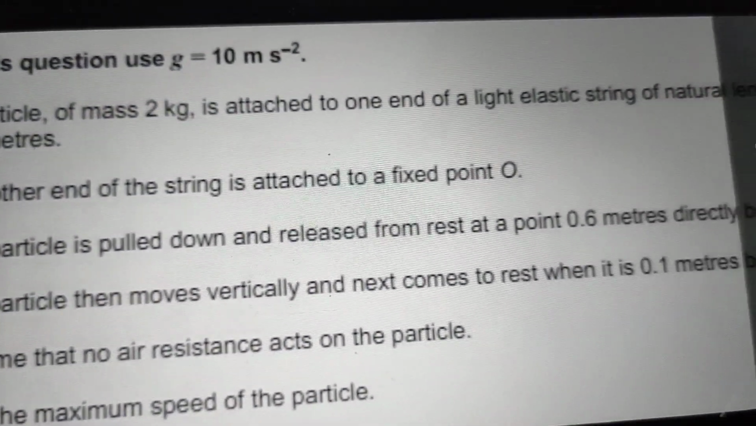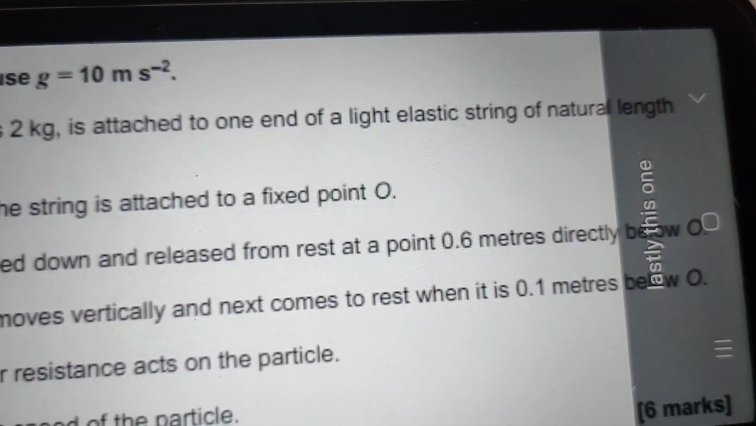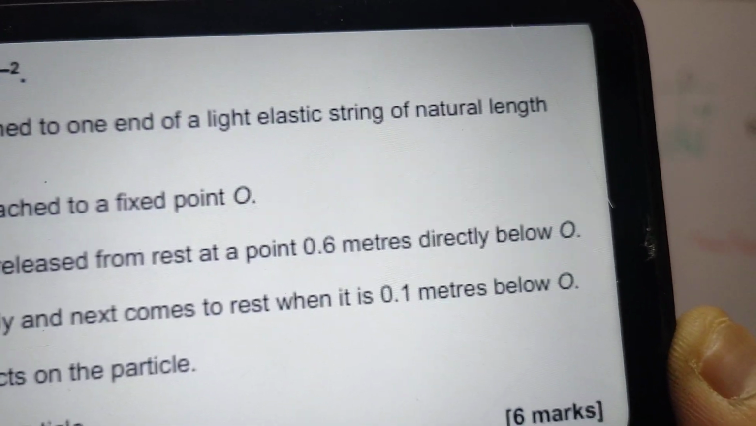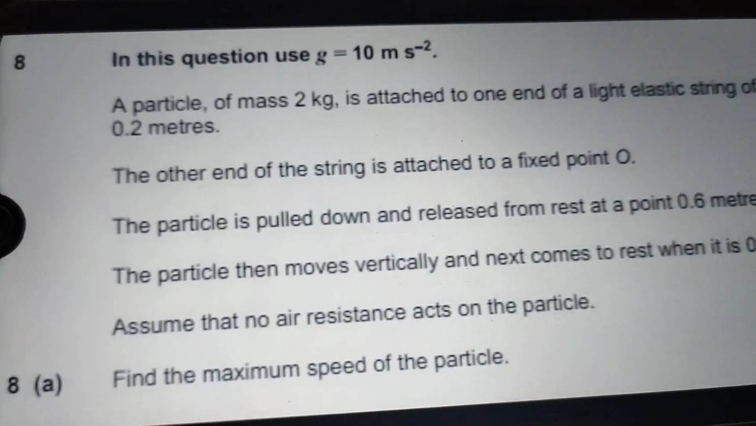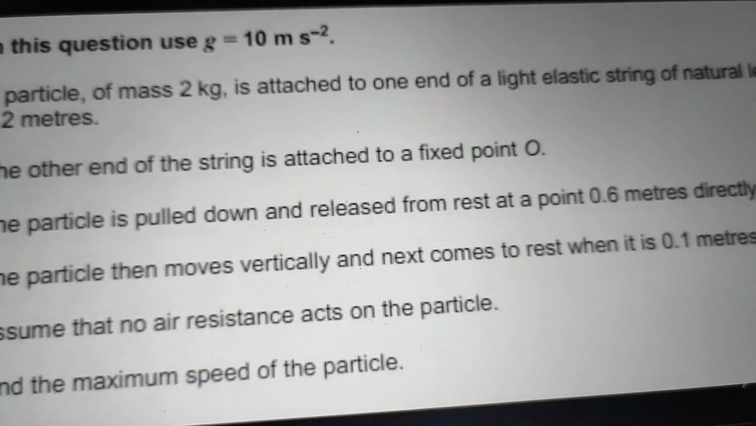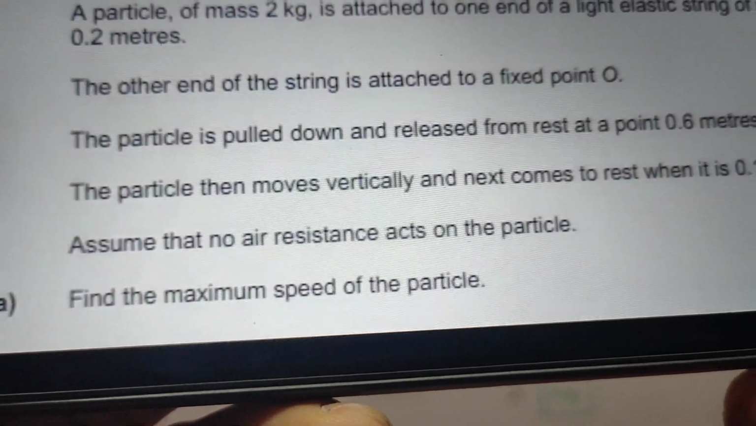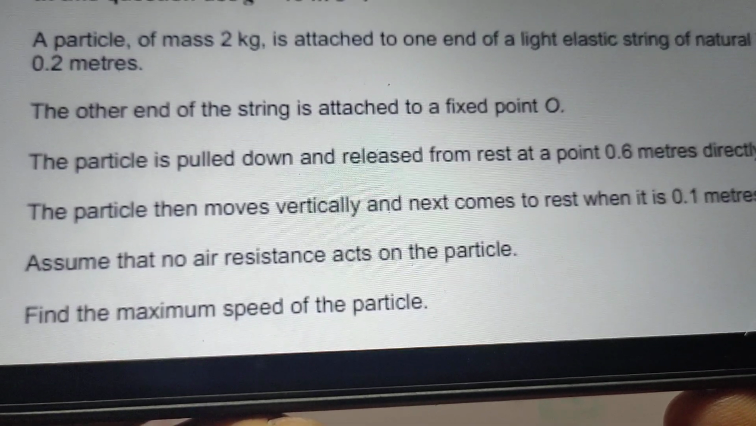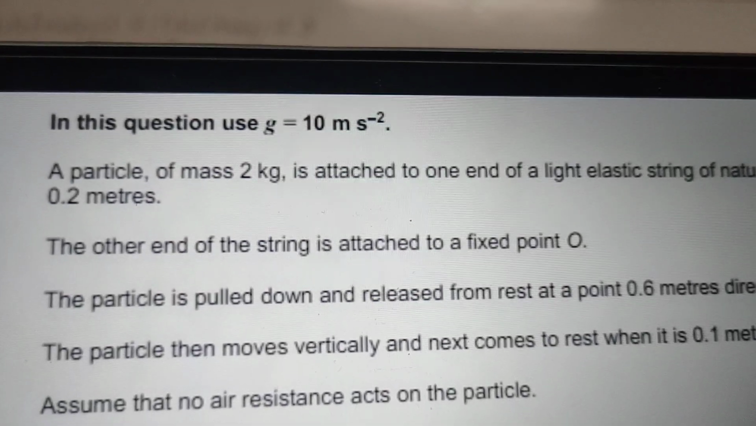The particle then moves vertically and next comes to rest when it is 0.1 meter below O. Assume no air resistance acts on the particle. Find the maximum speed of the particle by taking the value of g as 10 meters per second squared.